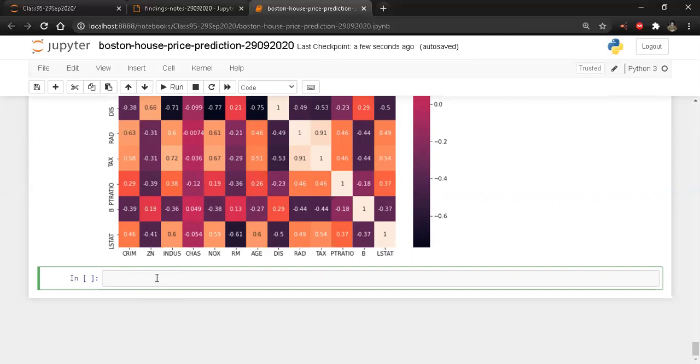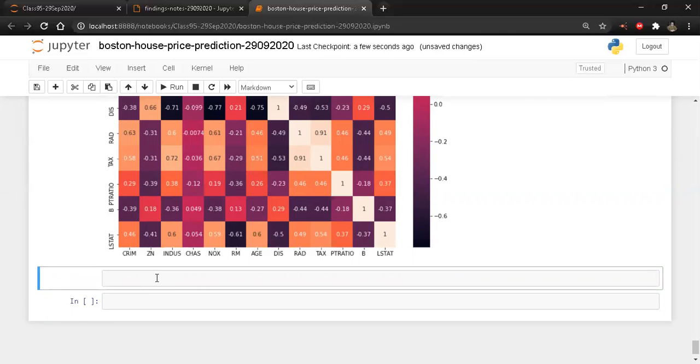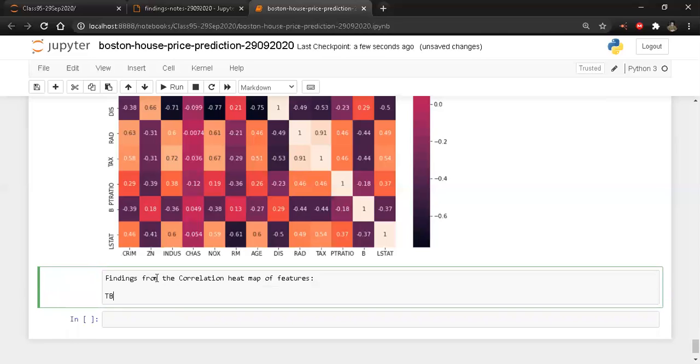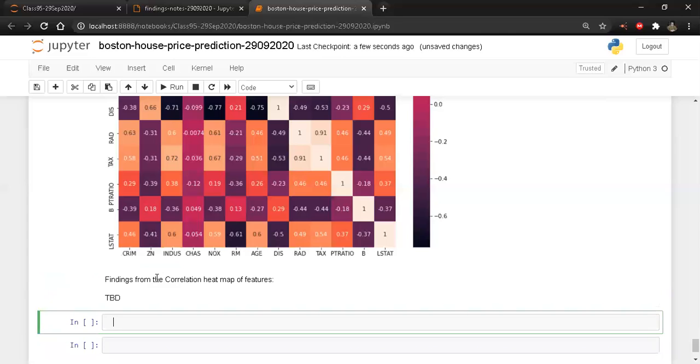So the next task, let's just write down what we are going to do next. So next task is going to be findings from the correlation heat map of features, right? So this is one finding that we have to write down. This is TBD. I'm going to say to be done, or to be discussed. So I have to write this, and then here, let me just enter some. So this is good now.